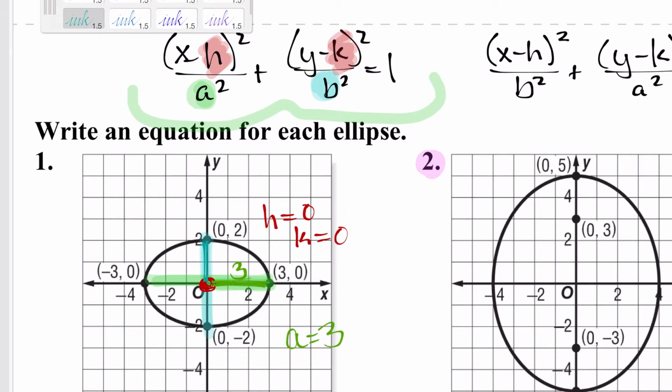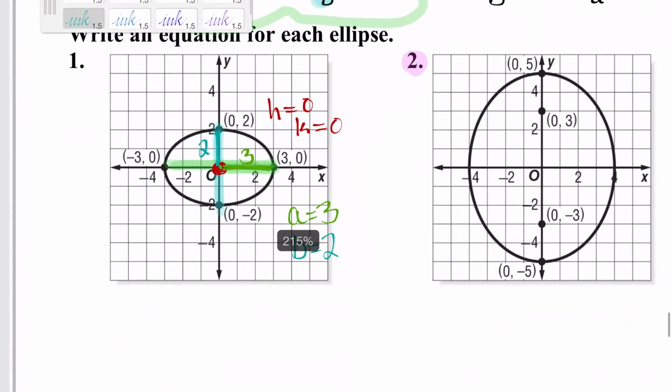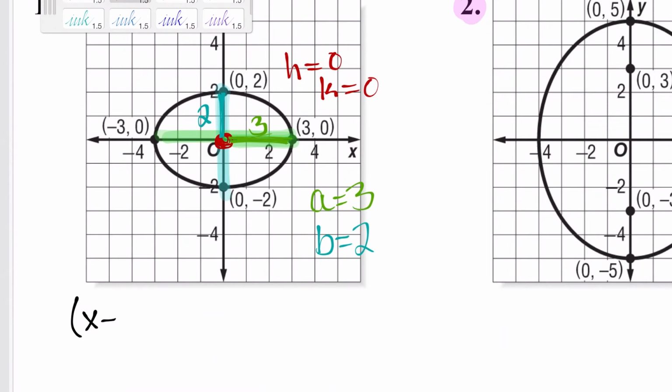And then for my B value, the shorter, I've gone from the center up 2, so my B value is going to be 2. Then I can just plug everything in. So I'll have X minus H, which we said was 0. We don't have to have minus 0 there. You could just say X. And then I went left and right 3.